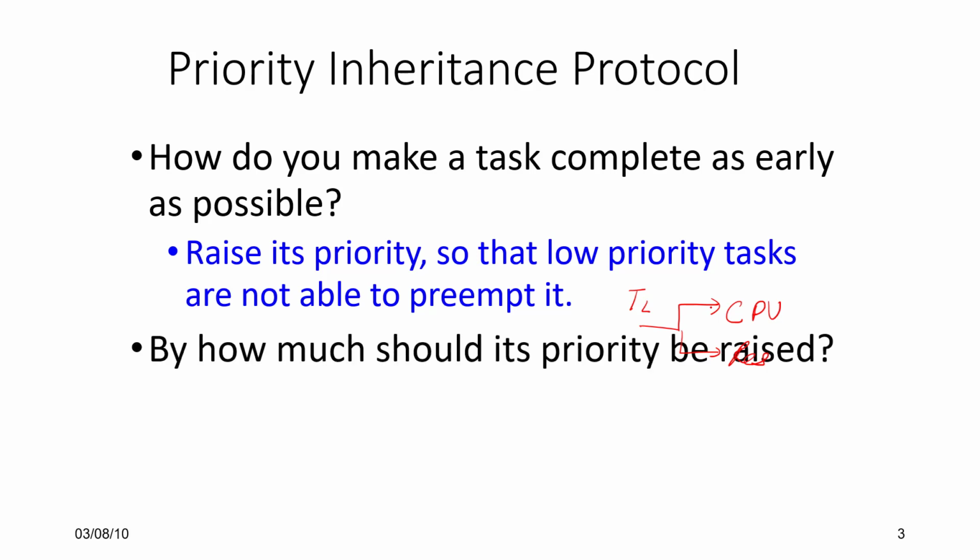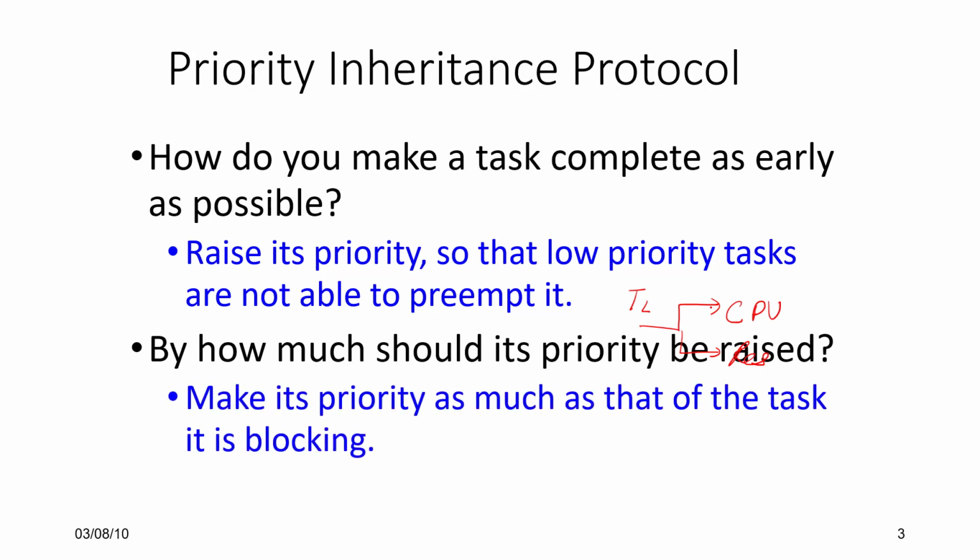The question is we raise it, but raise it by how much? We should ideally make its priority as high as the task it is blocking. So if its priority is X and the priority of the task that is blocking is Y, and Y is clearly greater than X, where a greater number indicates a higher priority, then ideally the priority of X should be raised to Y such that it will get the same level of fairness as far as the CPU is concerned that Y would have gotten, such that it can finish its work.